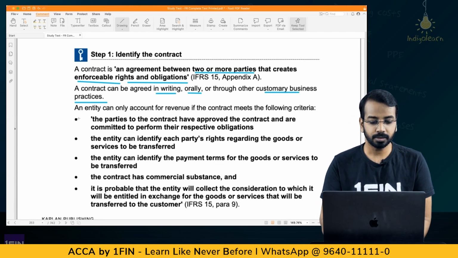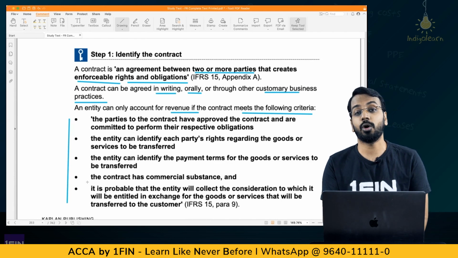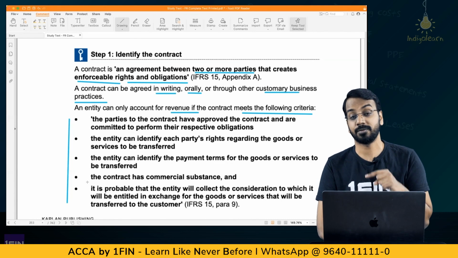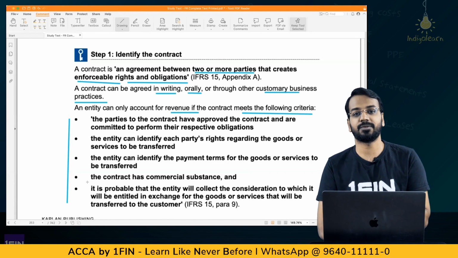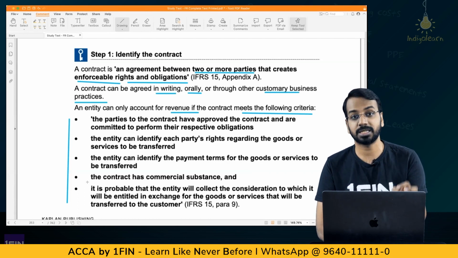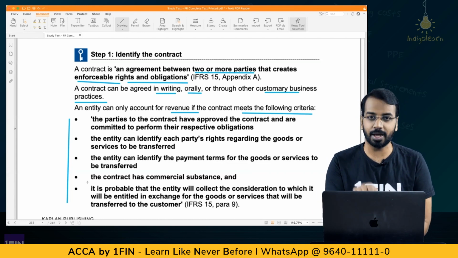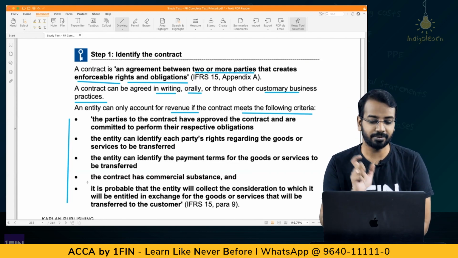Now, an entity can account for revenue if the contract meets the following criteria. Here we'll understand these conditions which must be satisfied for us to bring a contract within the purview of Ind AS 115. So not every contract will come under Ind AS 115. Some contracts may go under IFRS 16 also. So under IFRS 15, what are the contracts for which you will account? Please remember, if it fits the criteria of IFRS 15, you will recognize revenue under IFRS 15. You will show it as a revenue item.